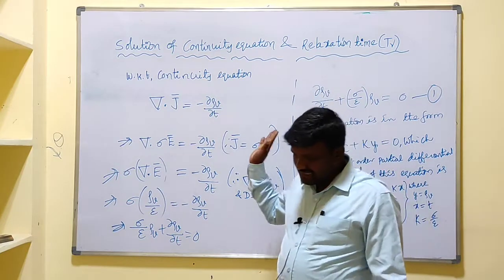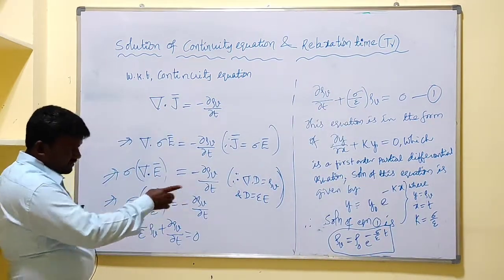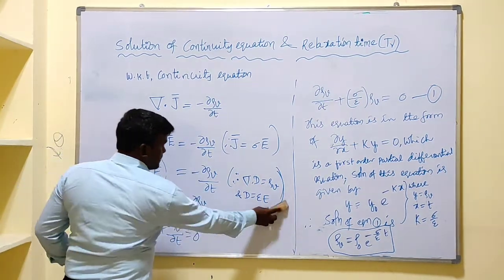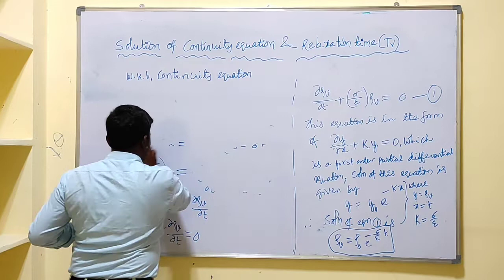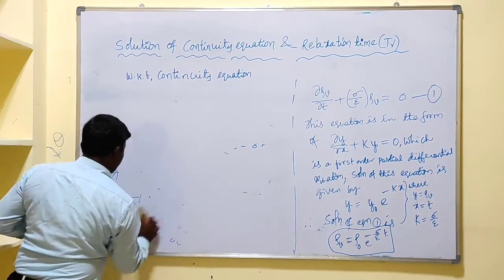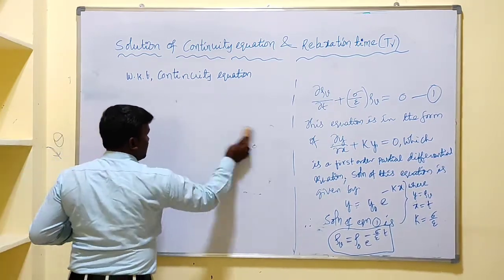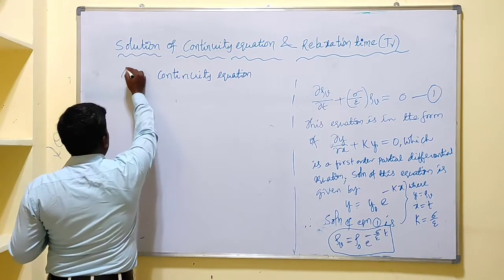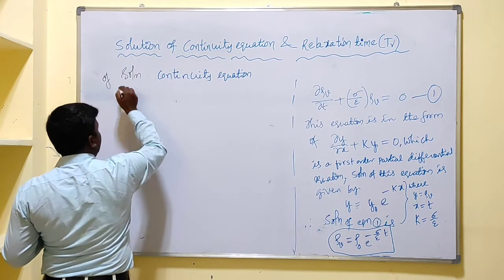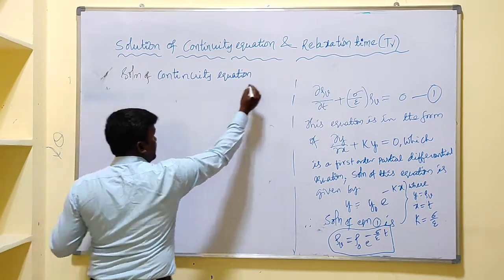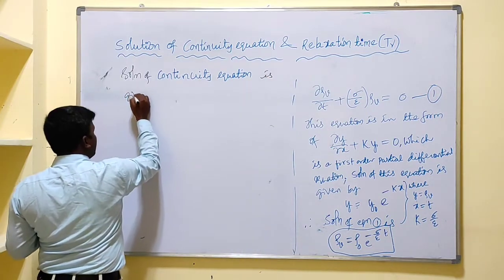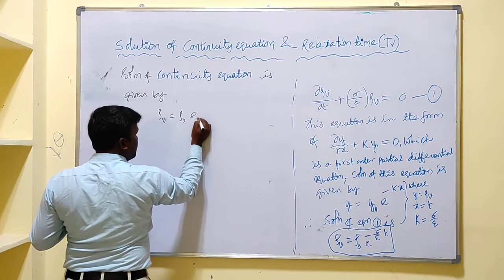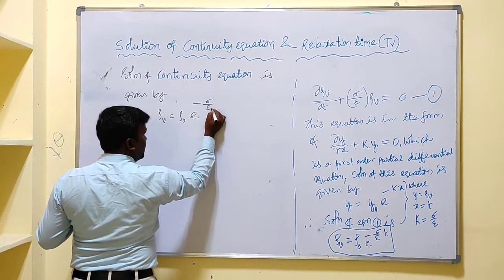Finally we have the solution. Please see this one. The solution of the continuity equation is given by rho v is equal to rho naught into e to the power minus sigma by epsilon into t.